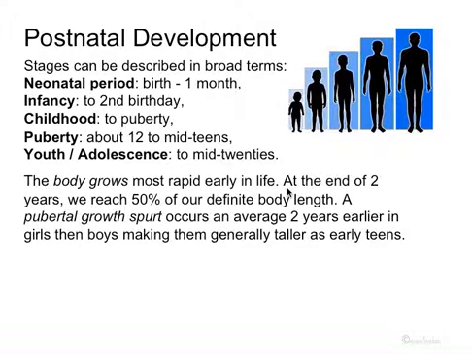And when the baby is born, we have stages that we describe, postnatal development in broad terms. We have neonatal, birth to 1 month, infancy to about 2 years, childhood to puberty, which is about 12 to mid-teens, and then puberty to the mid-20s, which is the period of adolescence. The body grows most rapidly early in life. At the end of the second year, we reach about 50% of our definite length. So that's pretty big. And then we have a second growth spurt in puberty, and that is about 2 years earlier in the girls than the boys, making them generally a little taller as teens.